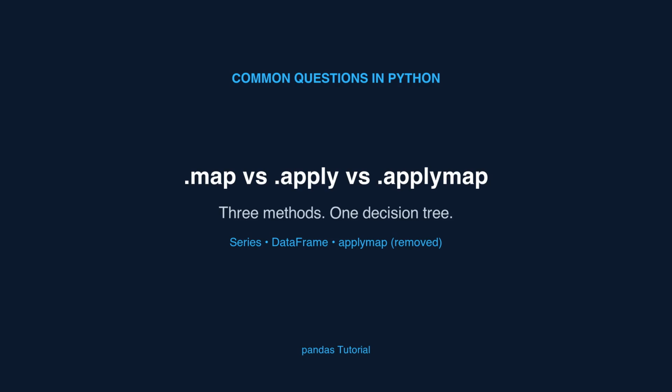Pandas has three methods that look similar: .map, .apply, and .applymap. People mix them up constantly. One of them was removed in Pandas 3.0. If your applymap call just threw an attribute error, here's the fix in one line.